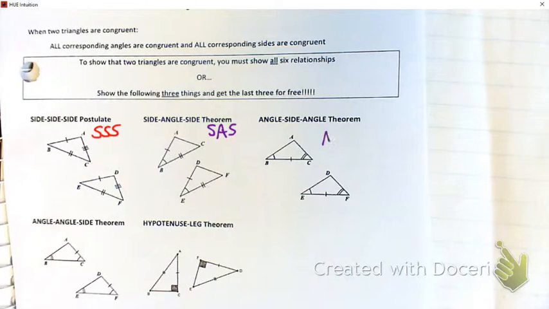Alright, the next one is angle side angle. And it's kind of the same as side angle side. It's an angle and then a side and then an angle, but they have to be one right after the other. Okay? This angle can't be over here. And this side can't be over there. They have to be one right after the other. And this is called the included angle on side angle side, and this is called the included side. But it's one right after another. Okay?